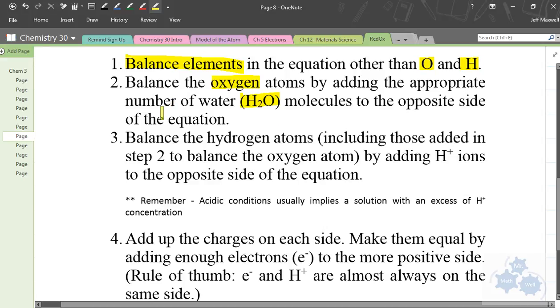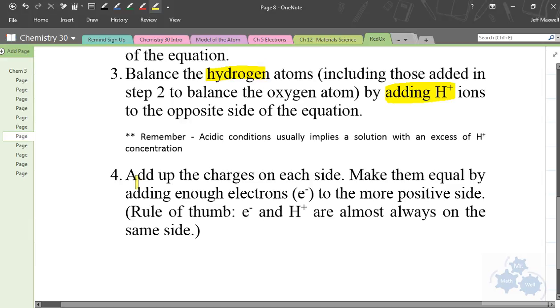Step 3: balance the hydrogen atoms, including those added in step 2 to balance with the oxygen. Obviously we've added hydrogen in step 2, as well as adding O with water molecules. So we need to balance all the hydrogen atoms by adding H+ ions in this acidic solution. Okay, so there we go. We've got water molecules to balance the O's, H+ ions to balance the hydrogens.